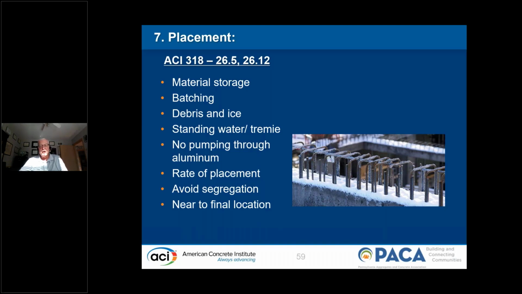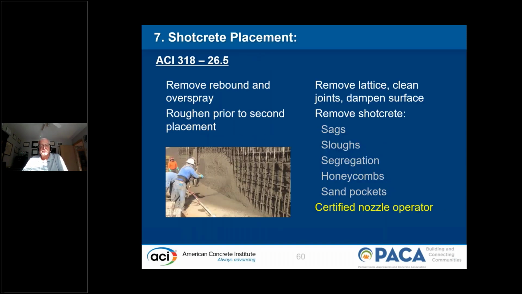No pumping through aluminum. The rate of placement is really important, as well as we have to make sure we avoid segregation. So many of those things Jim was talking about for testing the concrete, like the slump, those help us make sure that the concrete is going to perform properly with the method of placement that's being considered.